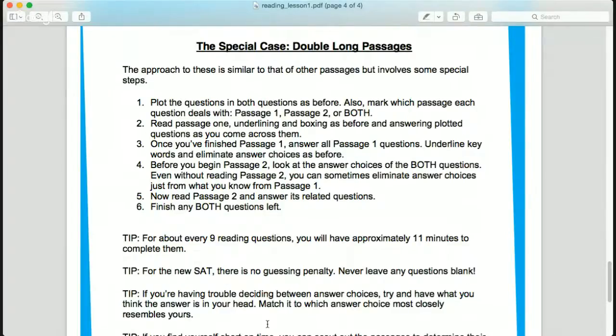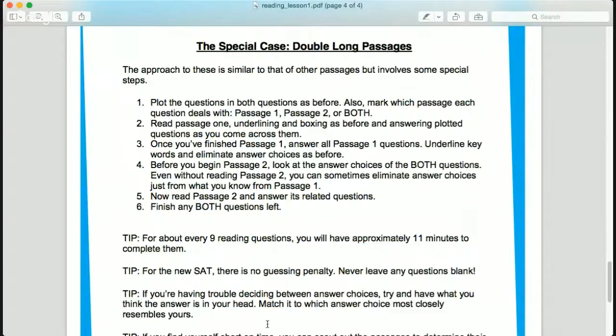The approach to these is similar to that of other passages, but involves some special steps. 1. Plot the questions in both passages as before. Also, mark which passage each question deals with: Passage 1, Passage 2, or both.